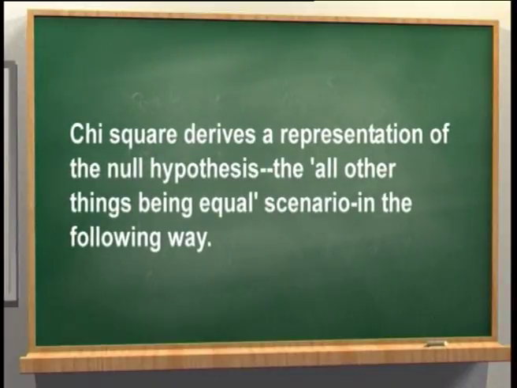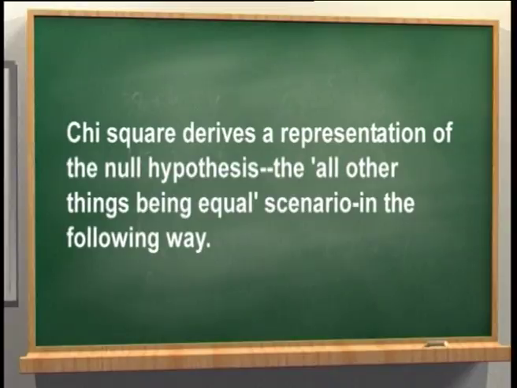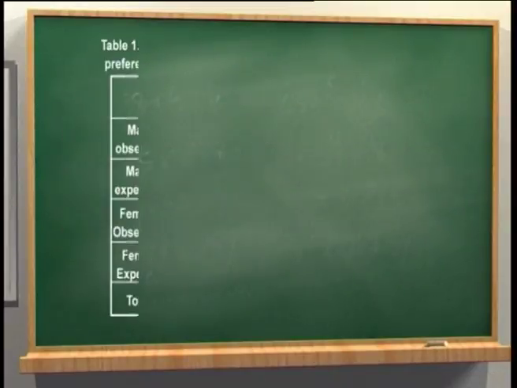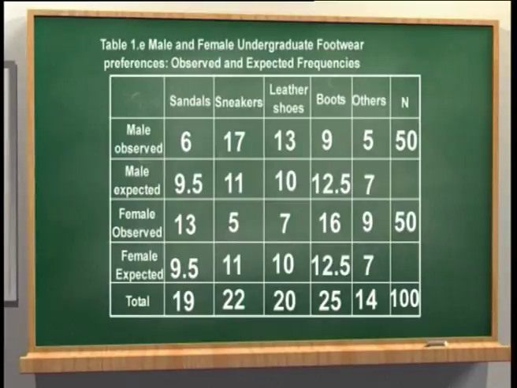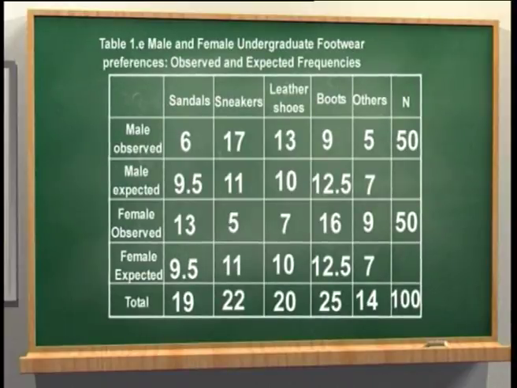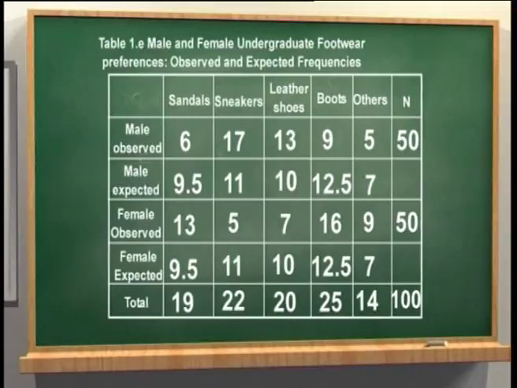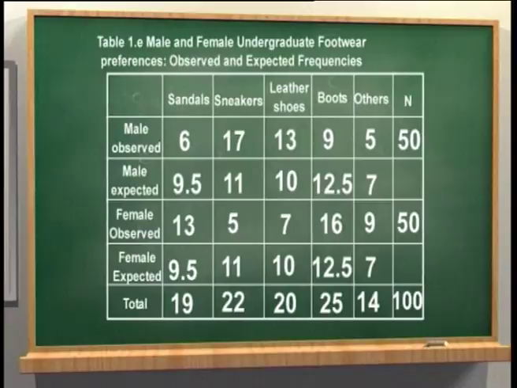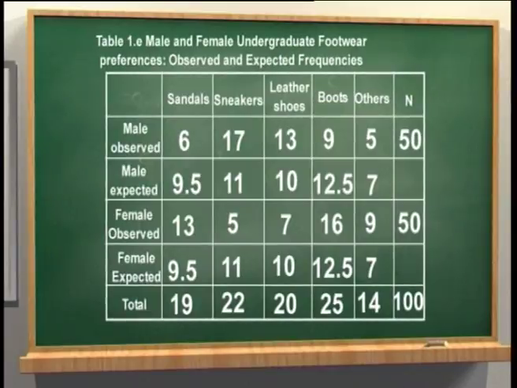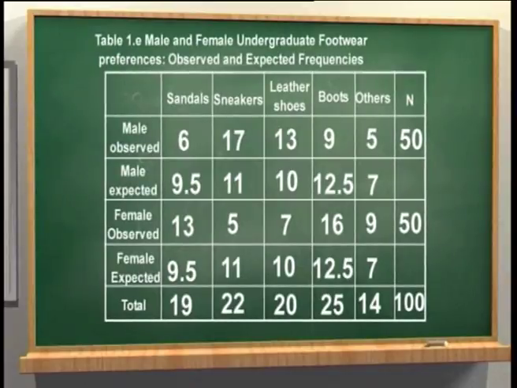Chi-square derives a representation of the null hypothesis, the all other things being equal scenario, the following way. The expected frequency in each cell is the product of that cell's row total multiplied by that cell's column total, divided by the sum total of all observations. So, to derive the expected frequency of the males who prefer sandals cell, we multiply the top row total, that is 50, by the first column total, that is 19, and divide that product by the sum total 100, that is 50 times 19 divided by 100, that is 9.5.